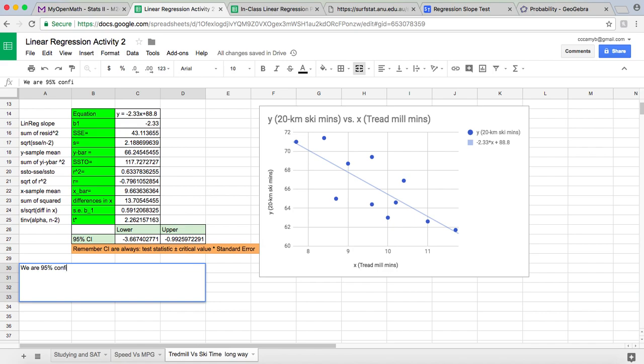confident that the true population slope of the regression is between negative, I'm going to just round to 3 decimal places, negative 3.667 and negative 0.993. Make sure that you round properly if you do that. Okay.